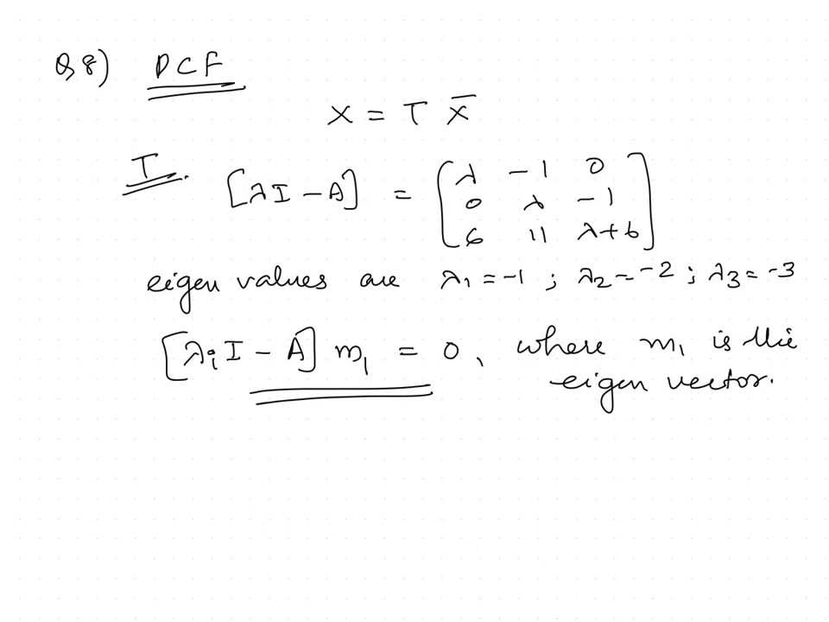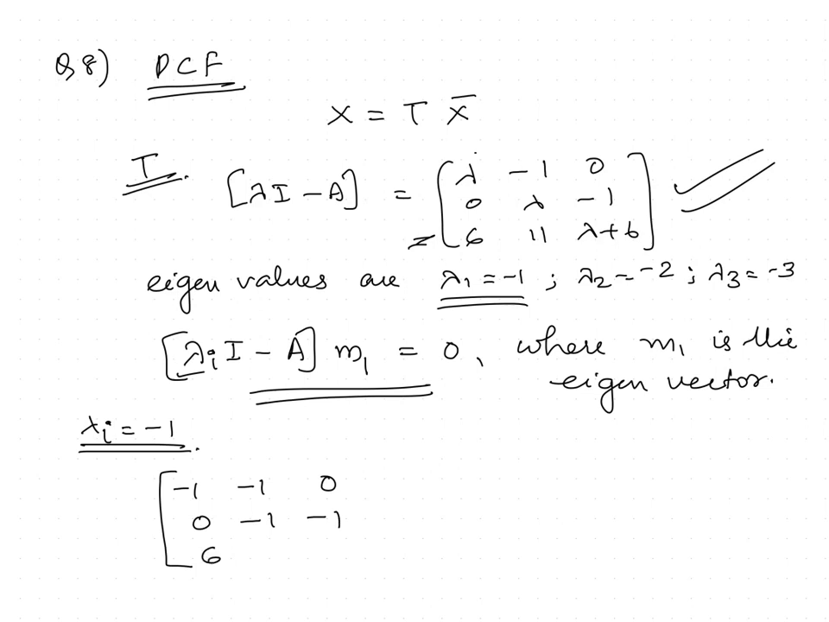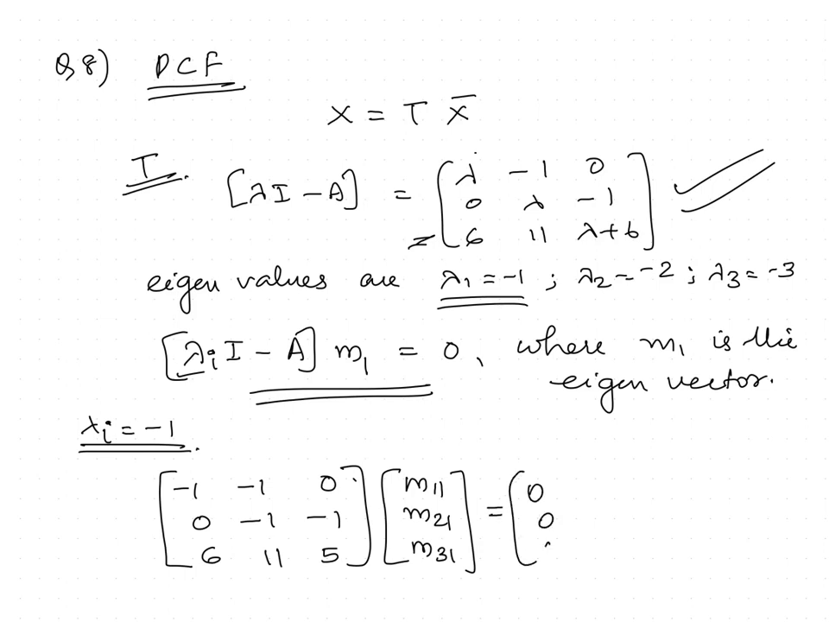So, we substitute the various values of lambda I in this equation. Let us assume that we are going to find the eigenvector corresponding to lambda I equal to minus 1. Substitute in this equation lambda equal to minus 1, because we are going to find the eigenvector corresponding to the first eigenvalue. So, minus 1, 0, 0 minus 1, 6, 11, 5 into m1, which can be written as a vector whose elements are m11, m21 and m31. These 1, 2, 3 correspond to the various rows of matrix m1, equal to 0, 0, 0.